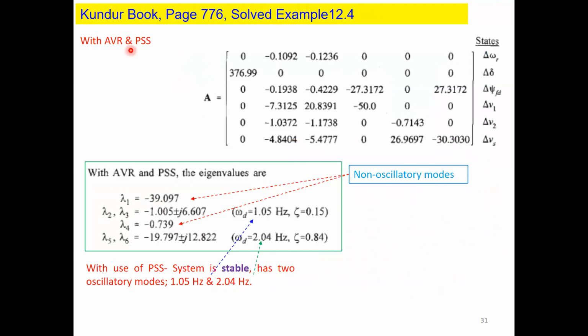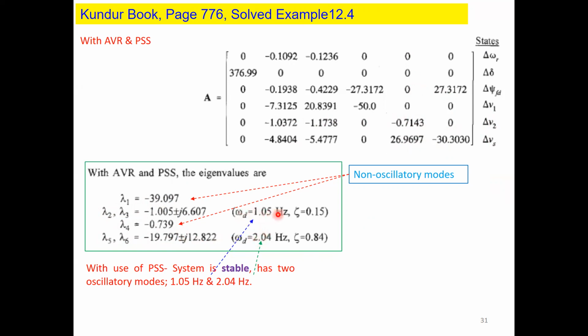And then when you include PSS, this is the complete matrix. And now we have these two additional state variables, that means this row and these two columns here. When you look at it, there are two non-oscillatory modes. Then lambda 2 and lambda 3, and 5 and 6, are complex eigenvalues here.